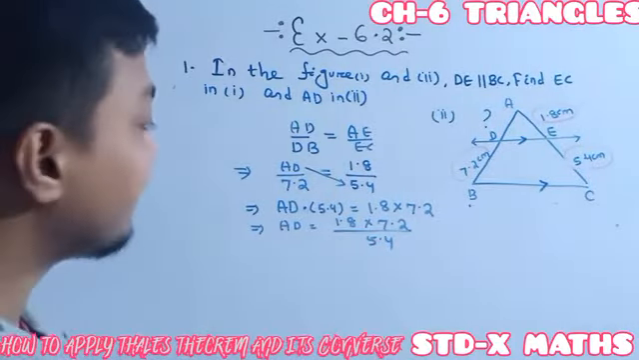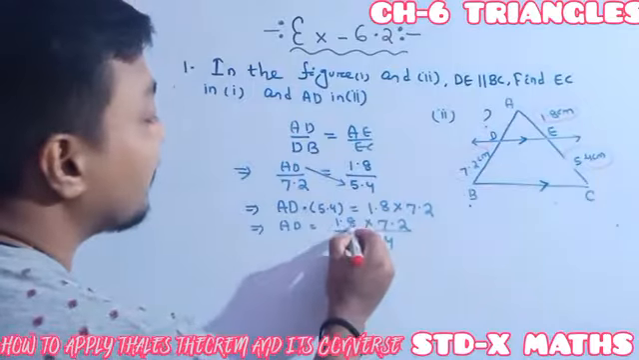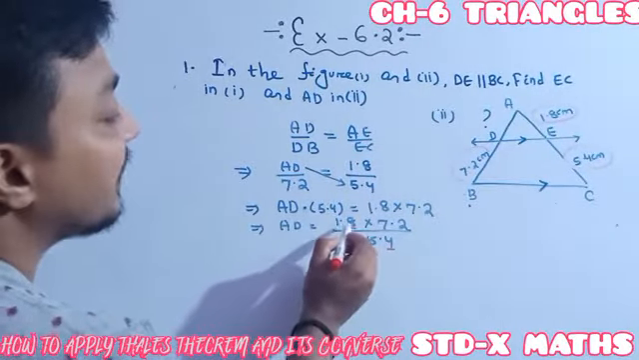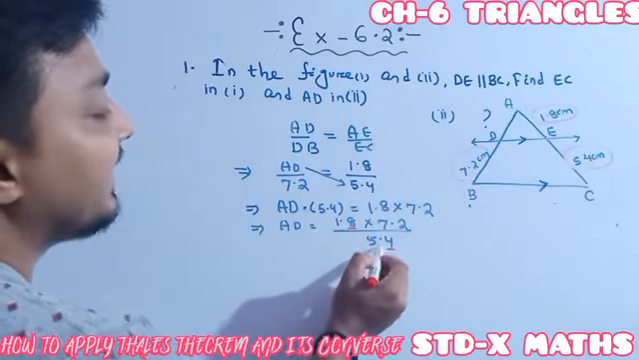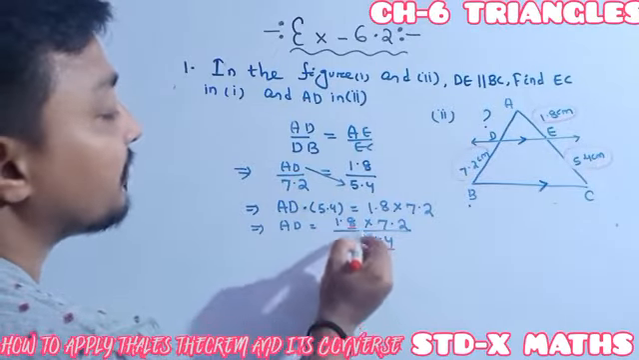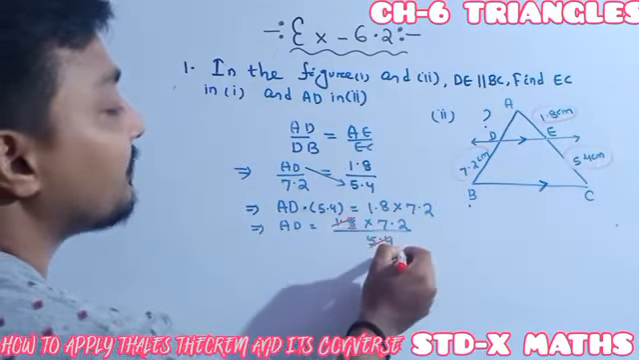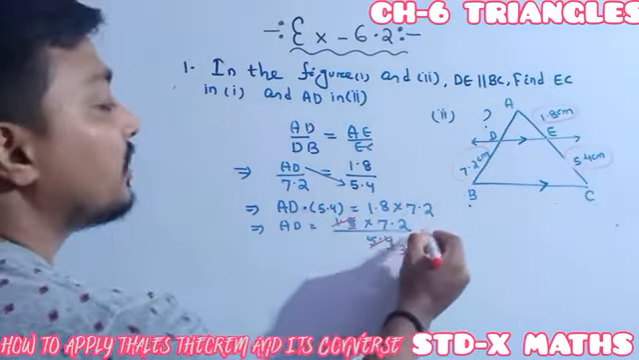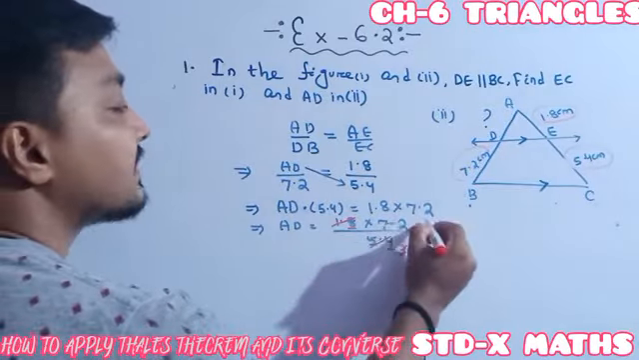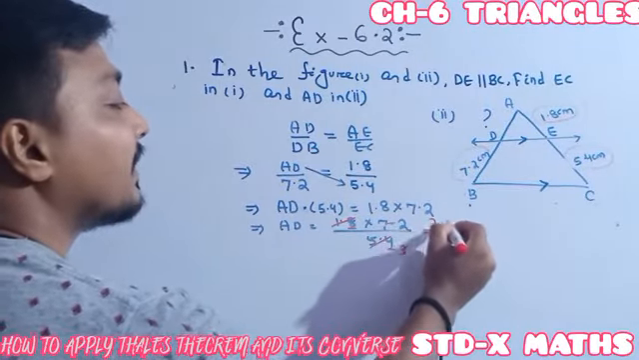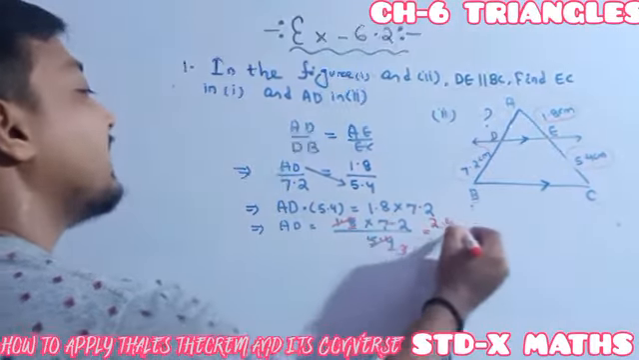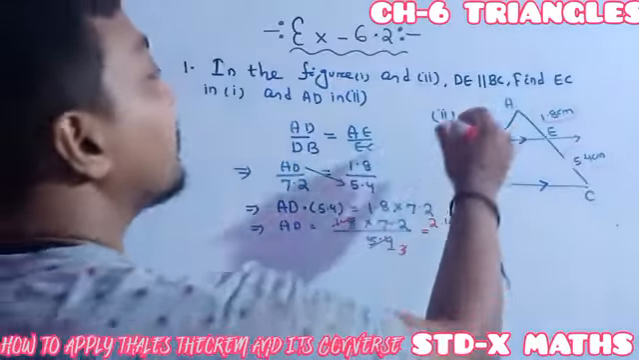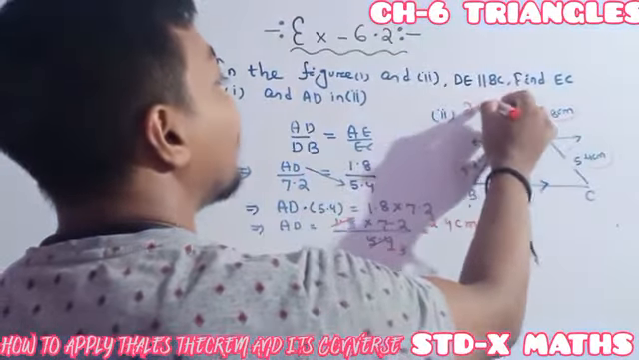See, here, as both of them have the same number of decimal places, I can consider it as 18 and this one as 54. 18, 3 is a 54. Now 7.2 divided by 3 becomes 2.4, since 3, 2 is 6, then 12, 3, 4 is 12. So AD becomes 2.4 centimeter. So now this becomes 2.4 centimeter.